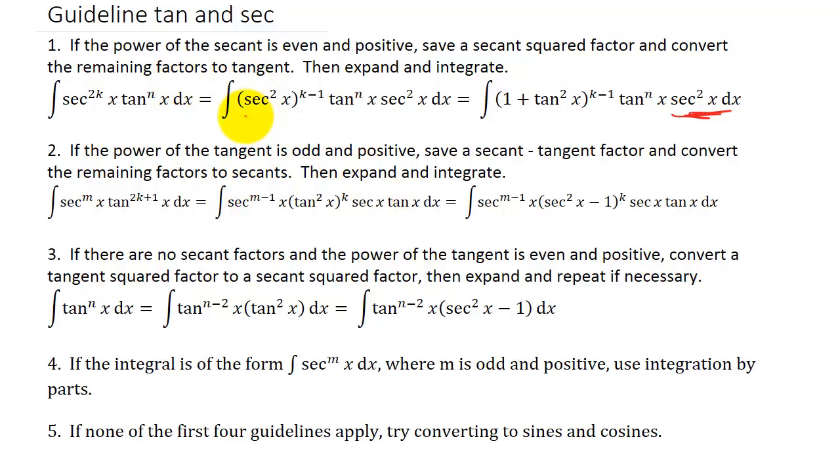So you can see this secant squared x here, how I convert it to 1 plus tangent squared x. And then this secant squared x dx, if you look at that, I'll be able to use u substitution, because if I let u equal tangent x, then I can replace this tangent x with a u. Well, if u is tangent x, then what's du? It's secant squared x dx, and so we'll be able to use the u substitution to do that. All right.